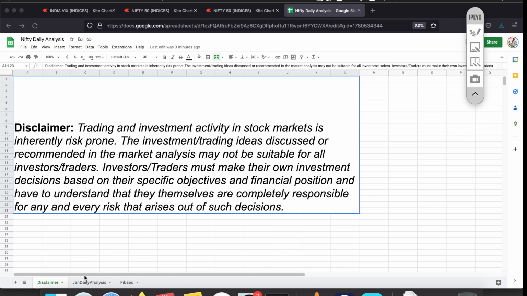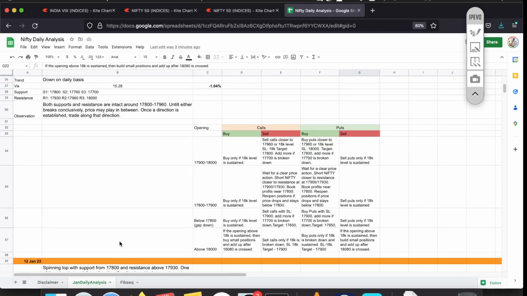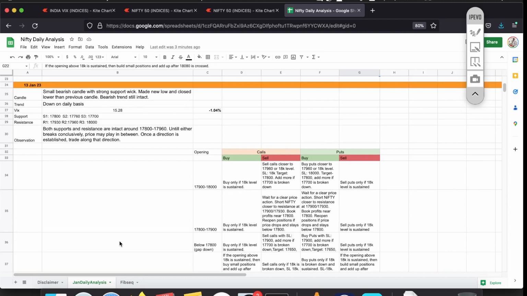Okay, to start with, let us review the analysis of the previous session and observe how the price has moved today. In the previous analysis, I mentioned that the support and resistance are still intact, and until either of these breaks conclusively, that is, price either closes below support or above resistance, price may play in between. And once the direction is established, we can trade along that particular direction.